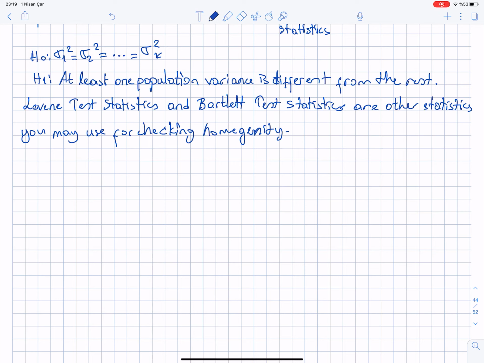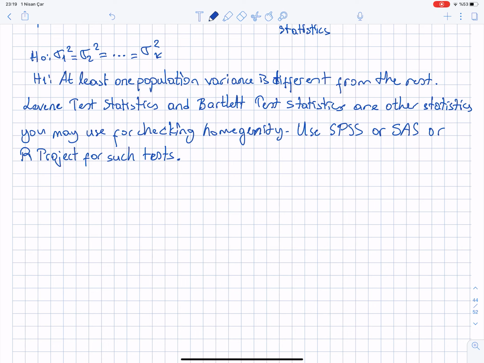The Levene test and the Bartlett test, the calculation takes a lot of time. So use SPSS, or let's say SAS or R, for such tests. They are available in those statistical packages, statistical software.